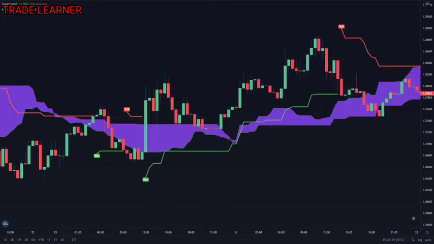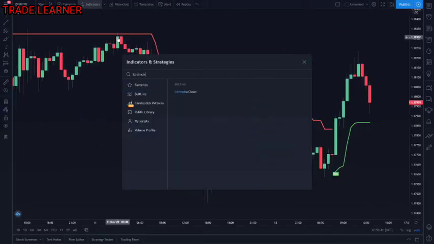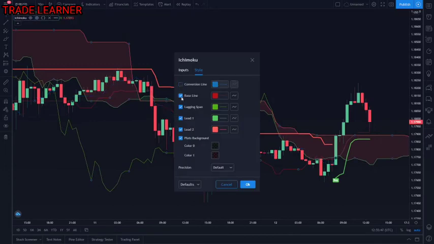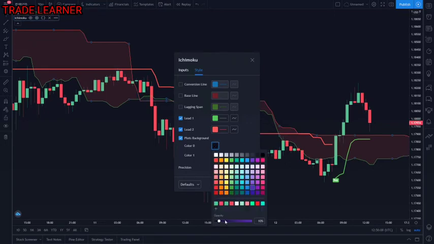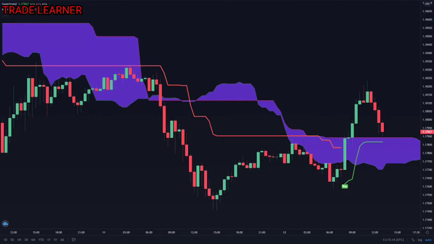Another strategy that you can combine with the SuperTrend is with the Kumo cloud. The Kumo cloud is basically just an Ichimoku cloud indicator that you disabled all the parts except the two lead lines. And I'm also going to change the color so that it's easier to look at. So now we have the Kumo cloud.